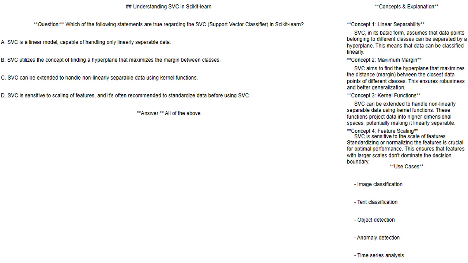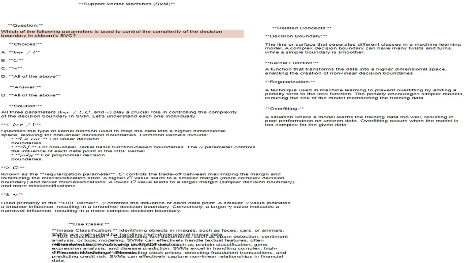Time series analysis, where features have varying scales using normalization. All of the above. Which of the following parameters is used to control the complexity of the decision boundary in sklearn's SVC? A. Kernel. B. C. C. Gamma. D. All of the above. The kernel parameter determines the type of kernel function used.